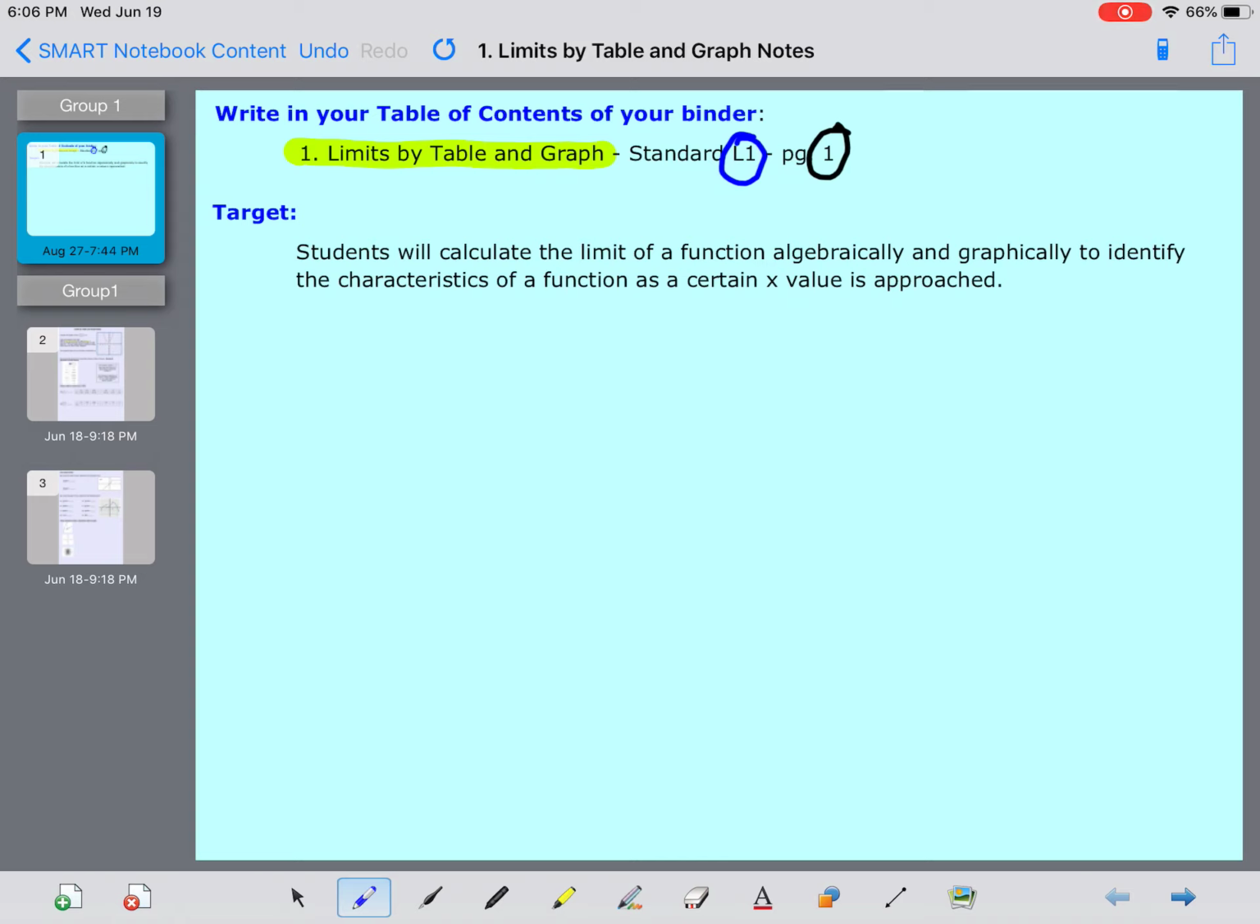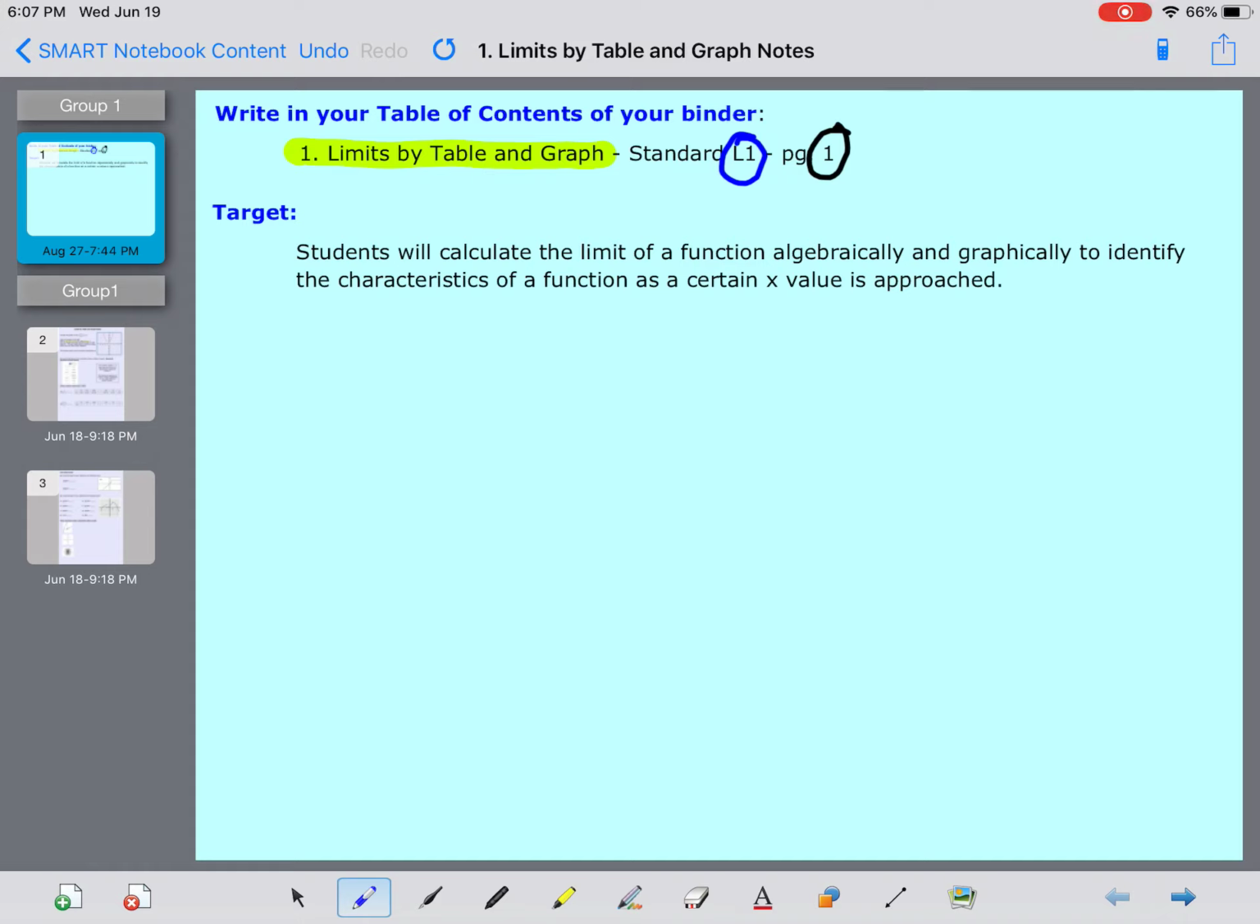So the goal behind this lesson, or the target behind this lesson, it says students will calculate the limit of a function algebraically and graphically to identify the characteristics of a function as a certain x value is approached. So the idea of a limit, if you're in pre-cal, you may have already touched on what a limit was, so this may be a little bit of a review. If you did not, this is going to be brand new. Just go along and write down any questions that you may have. Those are things that we can address first thing in class on the next day that I see you.